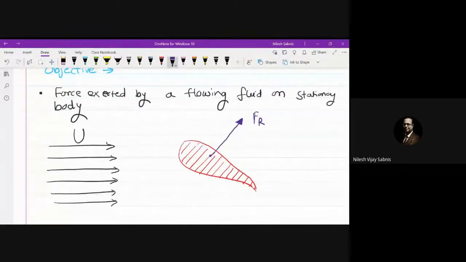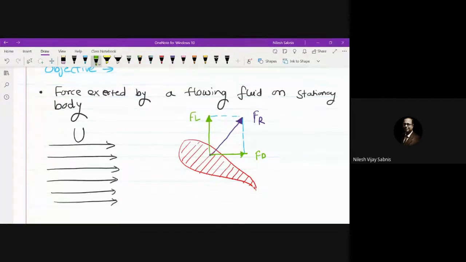So later we can resolve that force into two components. One will be in the direction of motion, and one will be perpendicular to the direction of motion. This is the resolution. So in the direction of motion, and in the direction perpendicular to the motion. This is FD, this is FL.